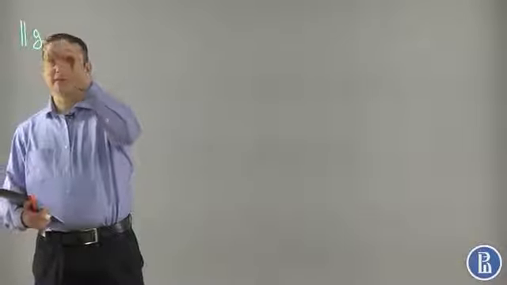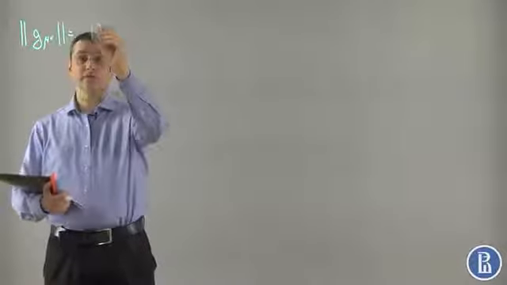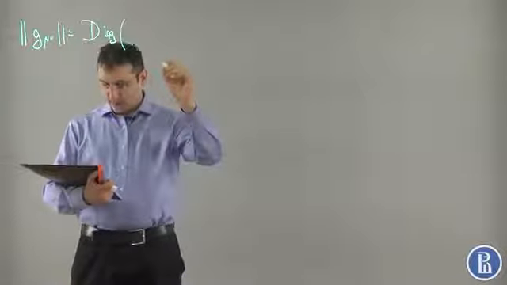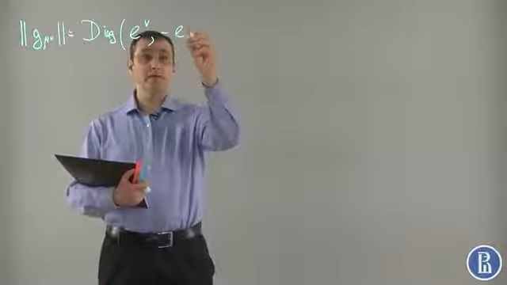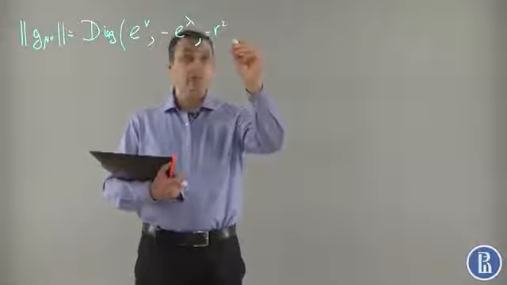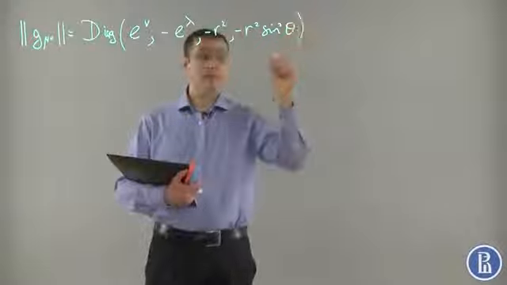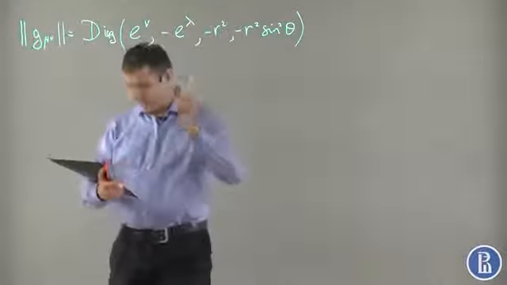So we have obtained the following metric tensor whose matrix expression is as follows. It is diagonal, and its components are e to the power of nu, minus e to the power of lambda, minus r squared, minus r squared sine squared theta. So this is a 4x4 matrix whose components are like this.